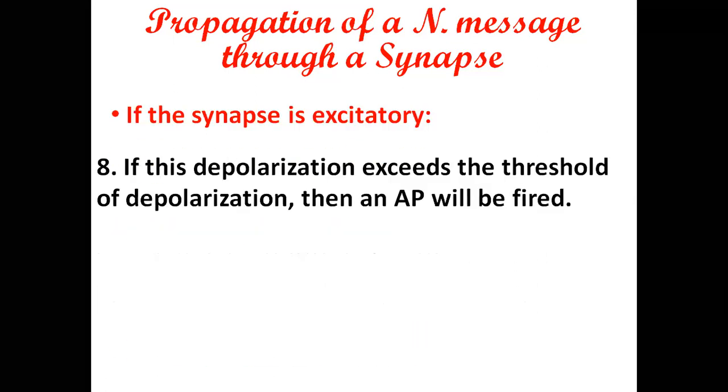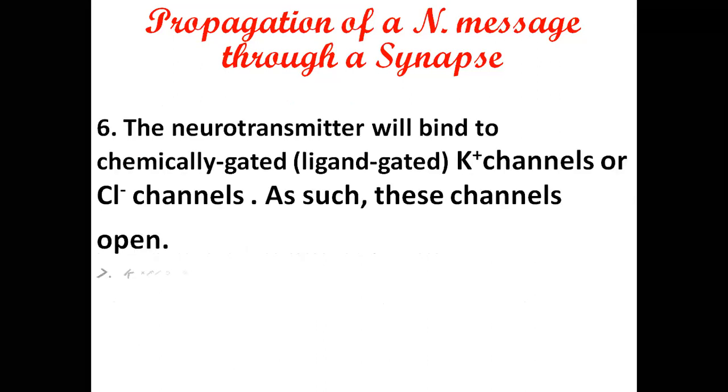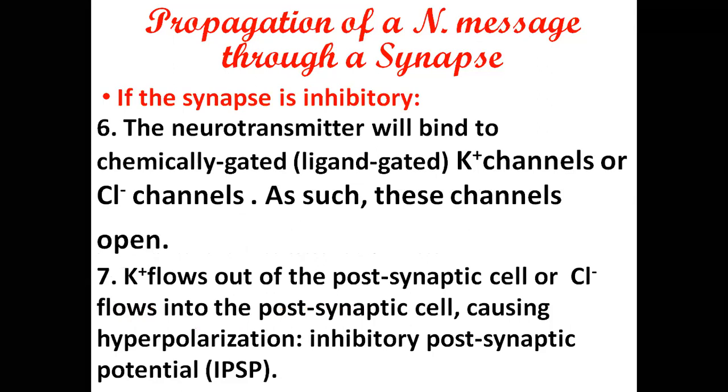And if this depolarization exceeds the threshold of depolarization, we will have an action potential. Did you notice the first 5 steps are common, but they differ starting from the 6th? If the synapse is excitatory, it binds to the chemically gated Na plus channels. If it's inhibitory, it will bind either to the chemically gated K plus channels or to the Cl minus channels.